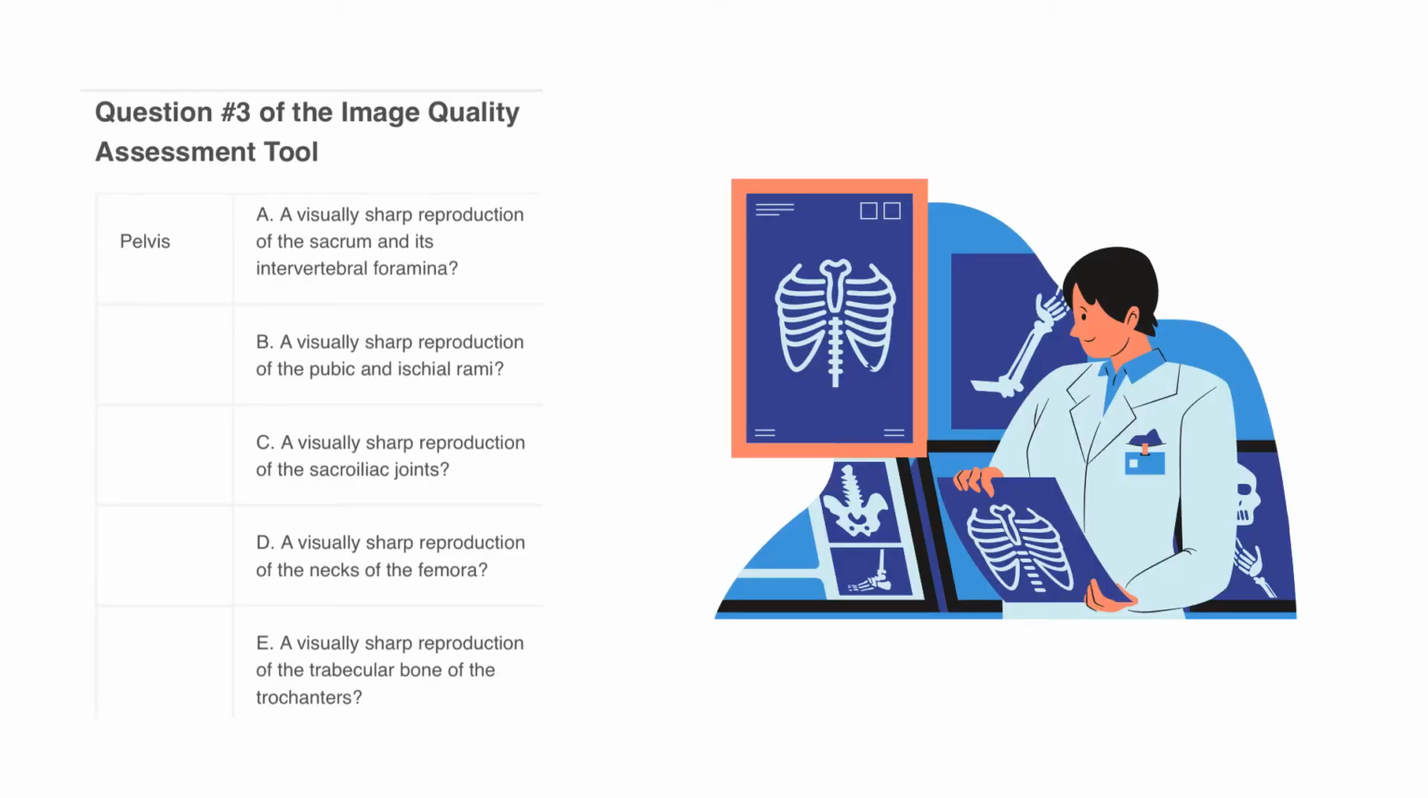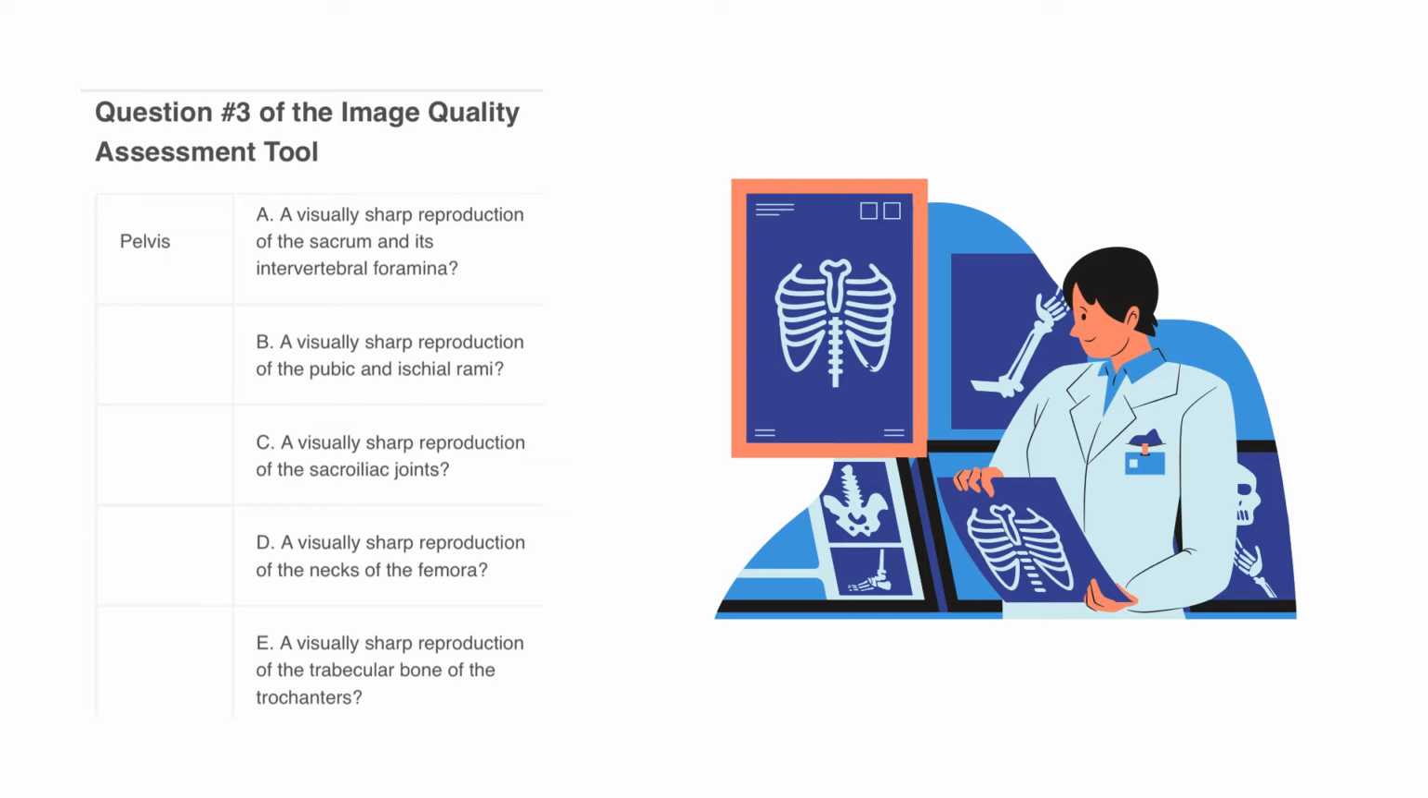With respect to the visualization of anatomic structures, here is a snapshot of their question number 3 assessment tool. Again, we'll just look at the questions that they asked for the pelvis, but you can go back to the paper and have a look at the full list for each body part. For the pelvis, they asked whether or not there was a visually sharp reproduction of the sacrum and intervertebral foramina, the pubic and ischial rami, the sacroiliac joints, the necks of the femora, and the trabecular bone of the trochanters.